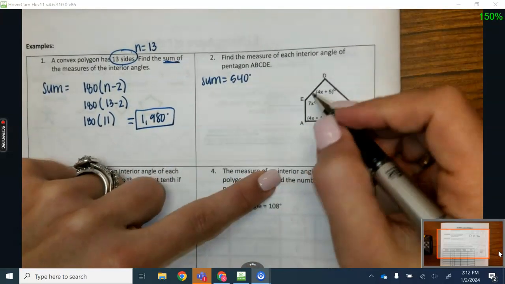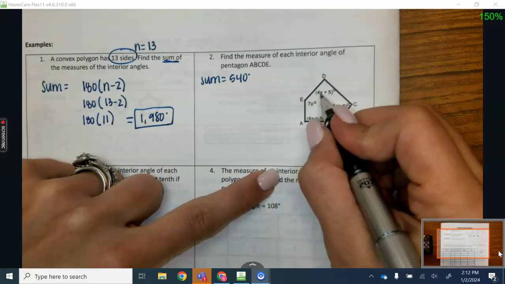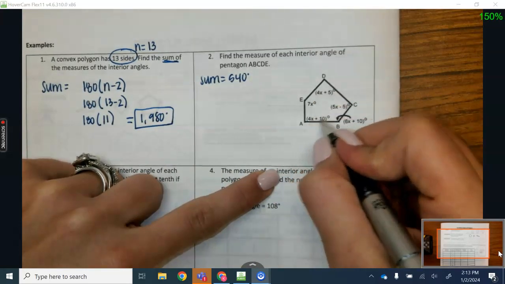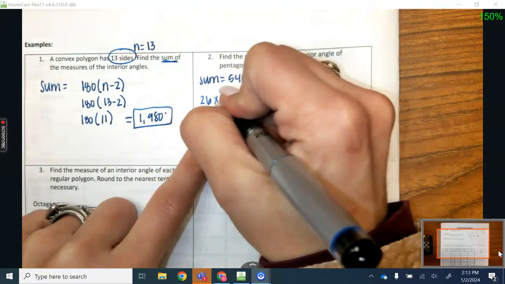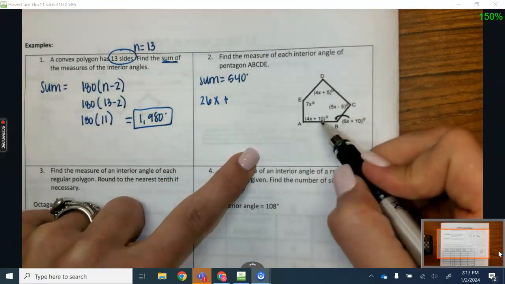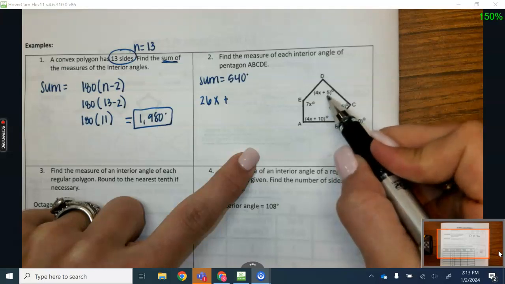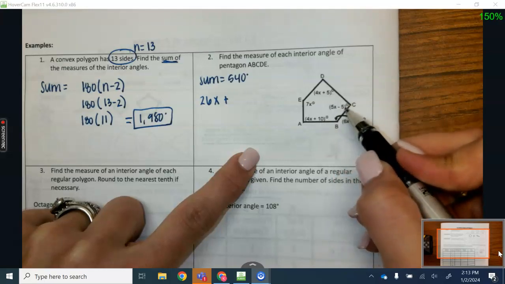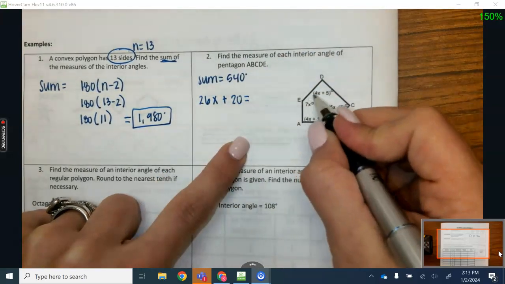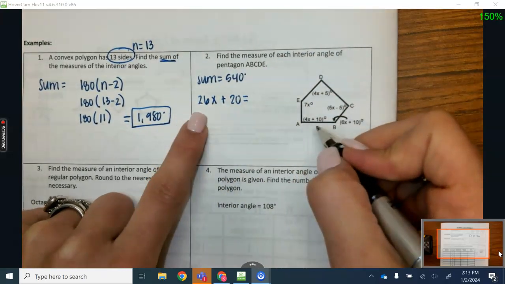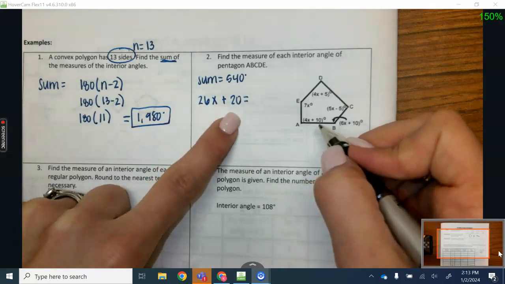Okay, let's start with all the x's. 7x, 4x, 4x, 5x, and 6x. That gets me 26x. Then I have 10 plus 5, that's 15, minus 5, that's 10, plus 10, that's 20. So all of these angles added together gets me 26x plus 20.